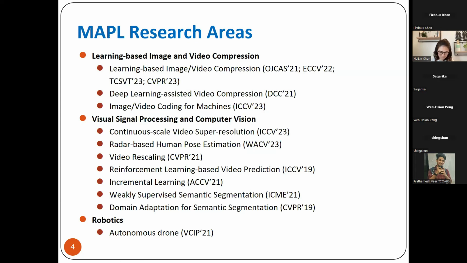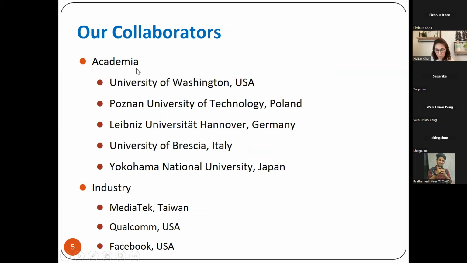We also work with people from around the world, like I just mentioned a few minutes ago. These are the universities I work closely with. We have quite a few joint research projects with them. We also work with people from industry, not only companies in Taiwan, but also some companies in the USA. You can see that those are quite famous companies in the United States.